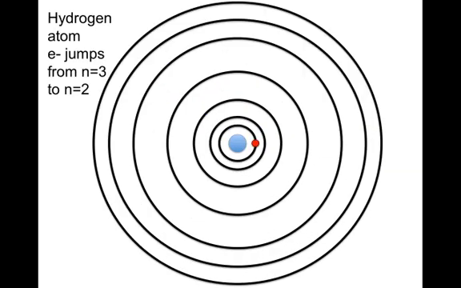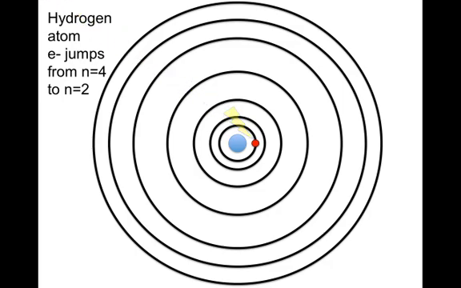If hydrogen jumps from N3 to N2, sometimes it doesn't fall all the way down to N1. Sometimes it goes to N2 and then to N1. So, add some energy, have it jump up to N3, it falls down to N2, and it will actually release red light, visible red light. How about if it jumps from N4 to N2?